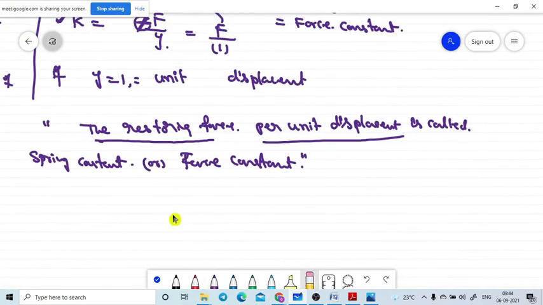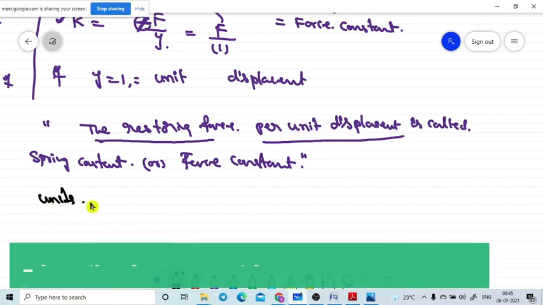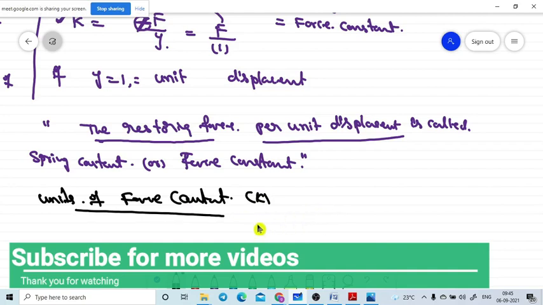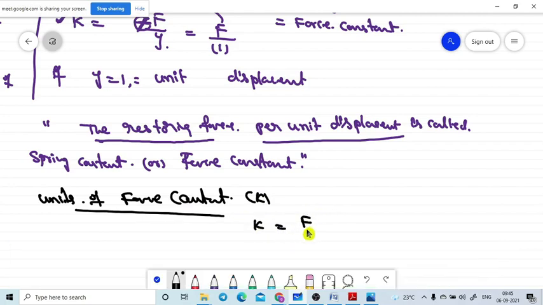Now can you tell me the units of the force constant? Units for force constant is K units. K is equal to F by Y. F units is Newton, Y means displacement, so the unit is Newton per meter.